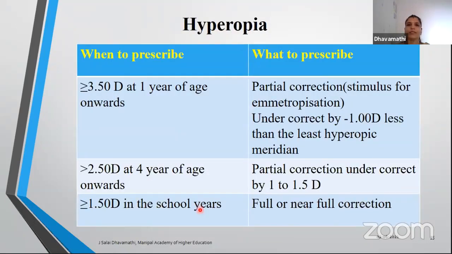Hyperopia, when to prescribe and what to prescribe for hyperopia. If the child at 1 year of age has greater than or equal to 3.5 diopters, you should give a partial correction, like you can undercorrect the child by 1 diopter. If the child at 4 years of age has a refractive error greater than 2.5 diopters, you can undercorrect by 1 to 1.5 diopters. And if it is greater than 1.5 diopters in the school years, the child requires a full or near full correction. Okay, so if the child has any accommodative esotropia and all, you have to give the full correction as well as the near correction for the child.